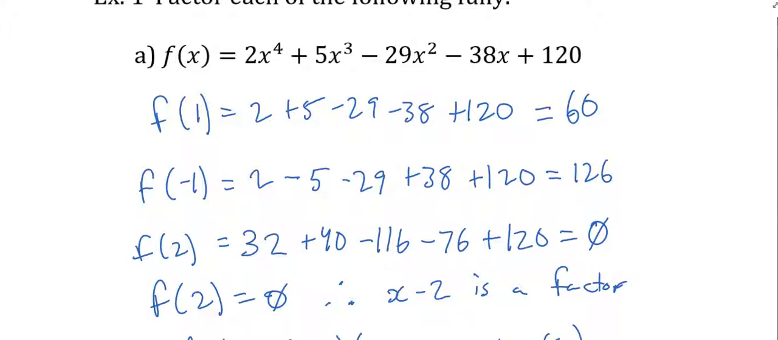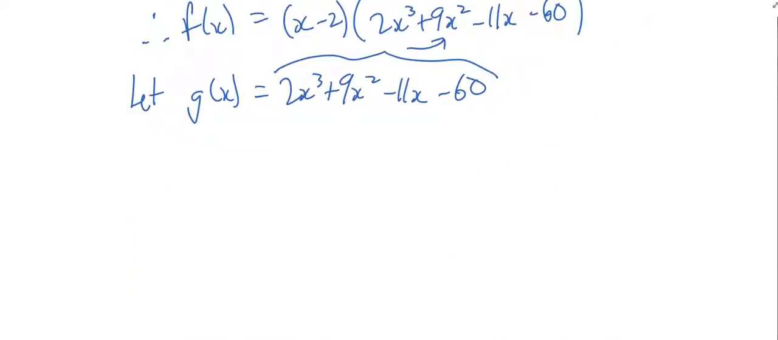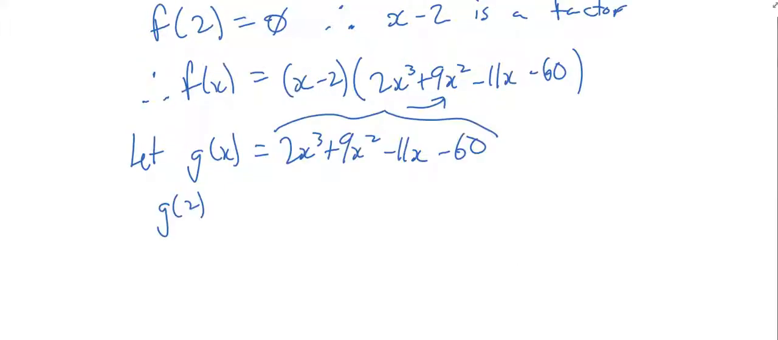But 2 may work again. It could be a factor twice, just like it was for 24. So we're going to try g at 2, and then g at negative 2, and then continue on. And again, we don't usually write all of this out. It's just something you do on your calculator.